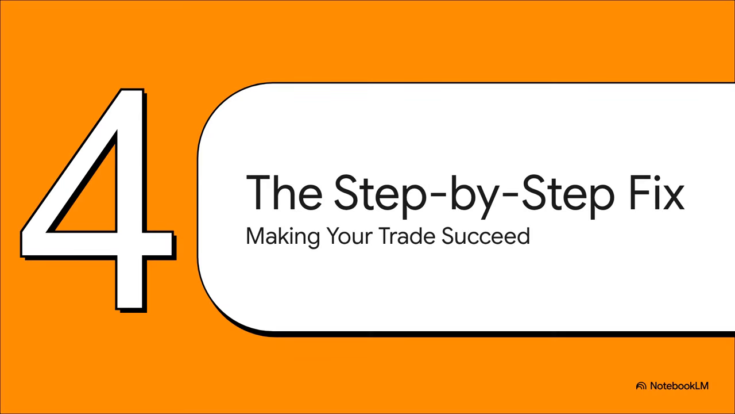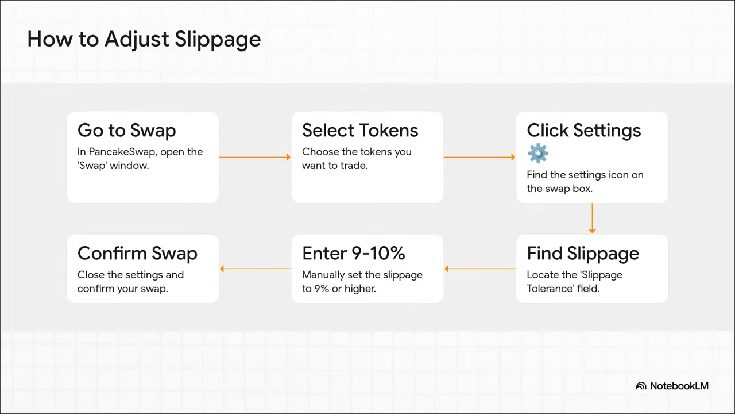So, now that we understand exactly why the trade is failing, the fix is actually incredibly simple. You just need to tell the exchange that you're aware of that 9% difference and you want to proceed anyway. Here's exactly how you do it. On a platform like PancakeSwap, the process is really straightforward. You just open the swap window, pick your tokens, and then click that little gear icon for the settings. In the slippage tolerance box, instead of using the default, you just manually type in 9% or maybe 10% just to be safe. Close it, and your swap should go right through without a hitch.